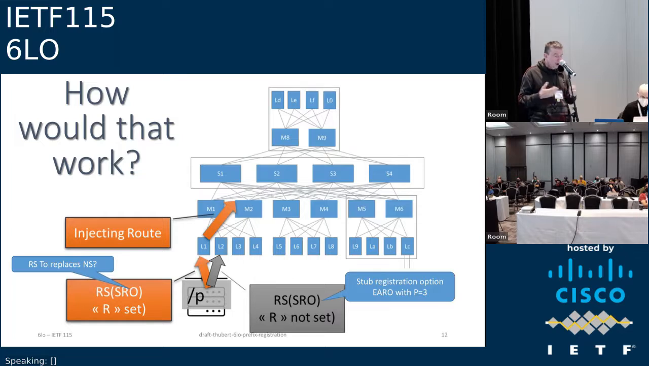So, well, how would that work? Well, pretty much the same way as 9010 works. I mean, the stub router advertises through ND the one-hop reachability of the prefix.